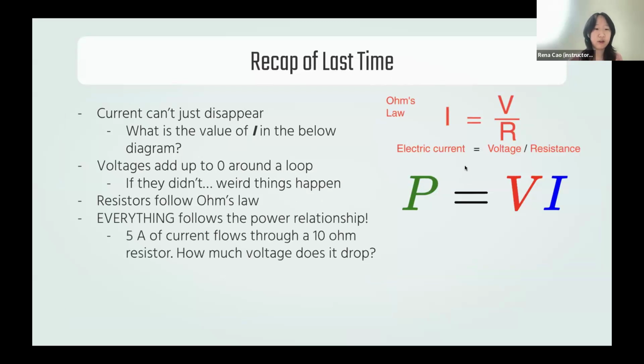So quick question, 5 amps of current flow through a 10 ohm resistor. How much voltage does it drop? Satvika? It drops 50 volts. Yeah. Why is that? Because the voltage drop formula is current times resistance, and the current is 5 amps times the resistance, which is 10 ohms. So 5 times 10 is equal to 50. That's correct. Right.